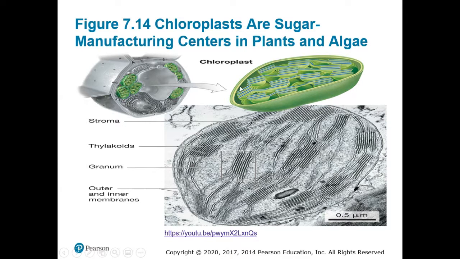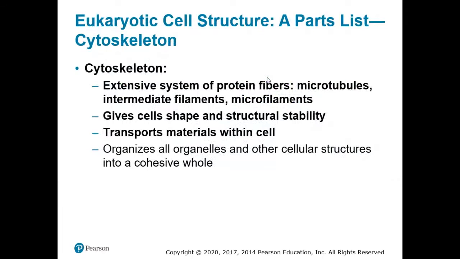So here's a look at a chloroplast in reality and in animation. These are called thylakoids. These pancake-like structures are thylakoids. And everything else is essentially a fluid. It's called the stroma of the chloroplast. So again, what does the chloroplast do? Well, it's going to absorb sunlight and transform it into usable energy for the cell, ATP, and sugars for that matter.